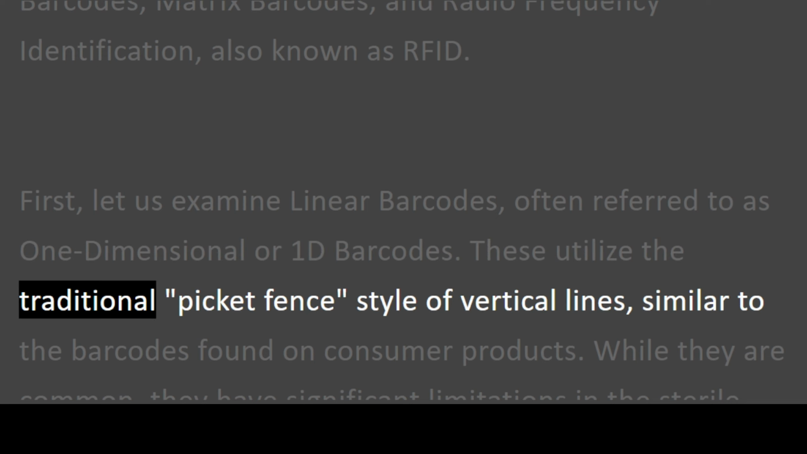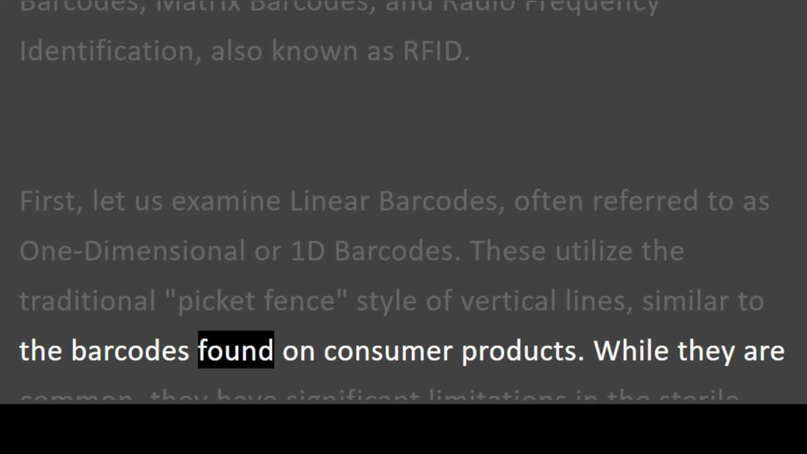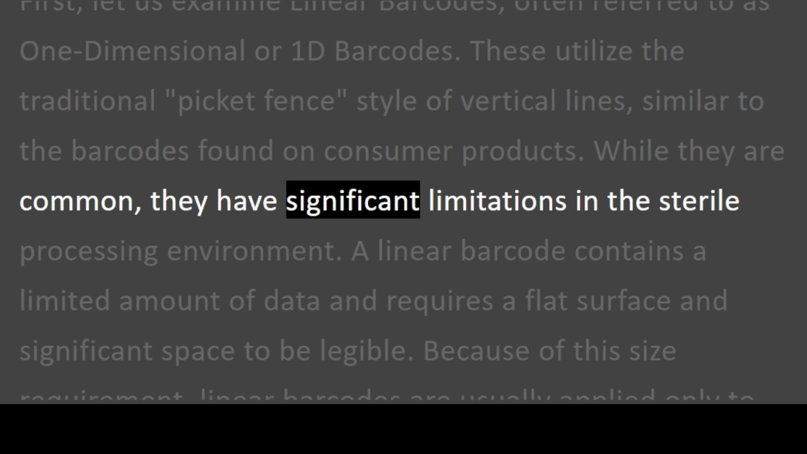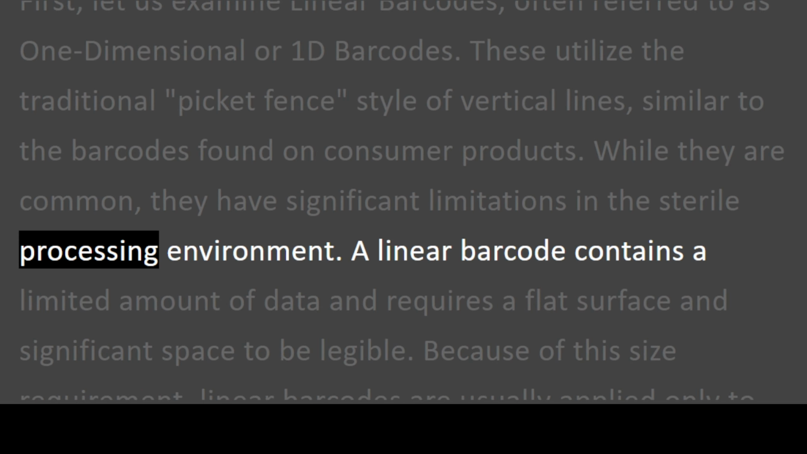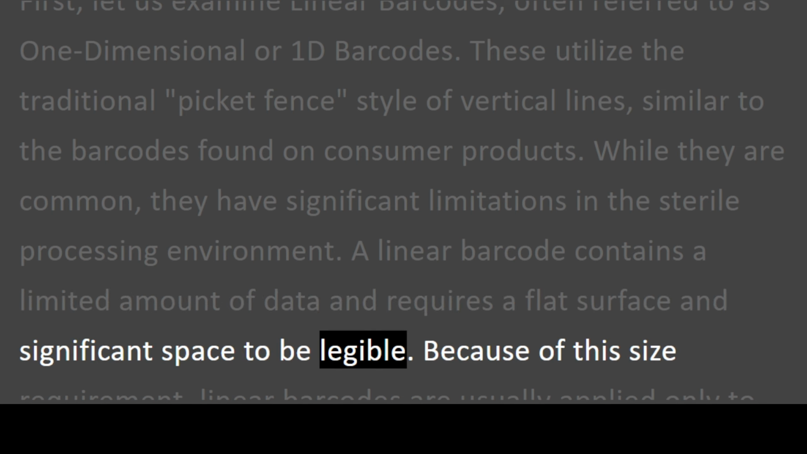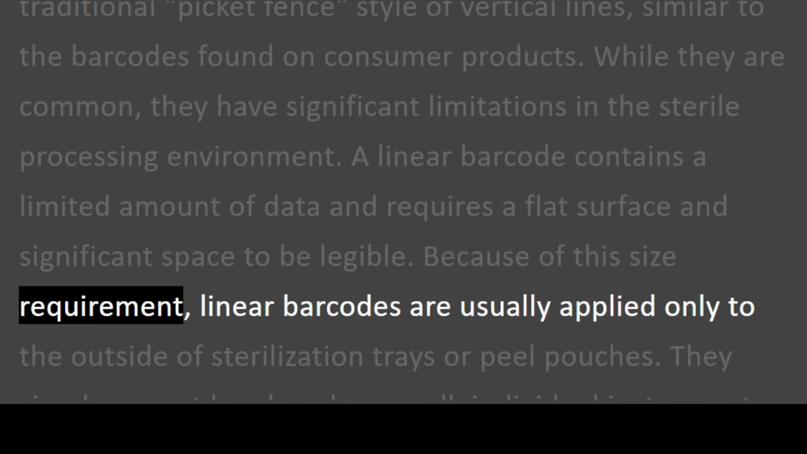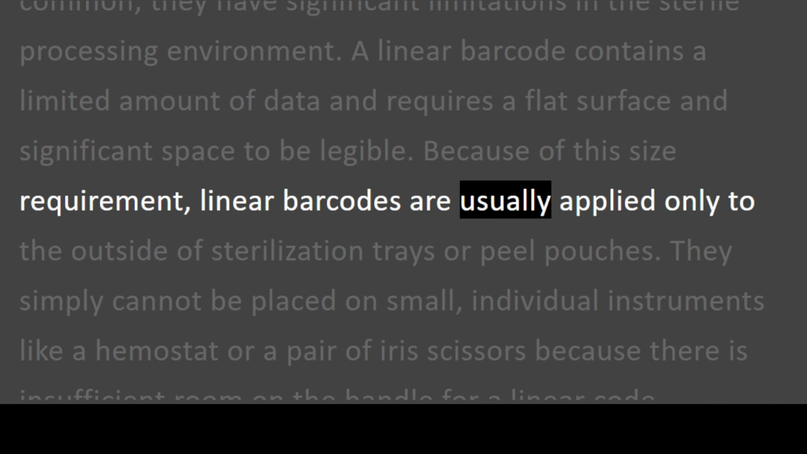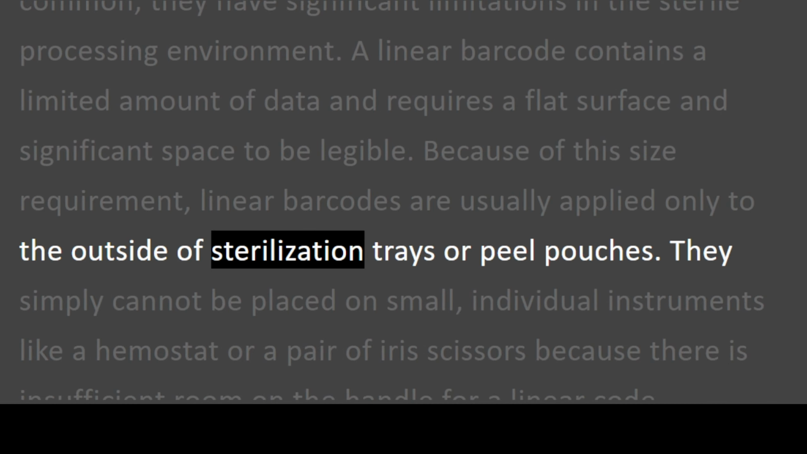First, let us examine linear barcodes, often referred to as one-dimensional or 1D barcodes. These utilize the traditional picket fence style of vertical lines, similar to the barcodes found on consumer products. While they are common, they have significant limitations in the sterile processing environment. A linear barcode contains a limited amount of data and requires a flat surface and significant space to be legible. Because of this size requirement, linear barcodes are usually applied only to the outside of sterilization trays or peel pouches.